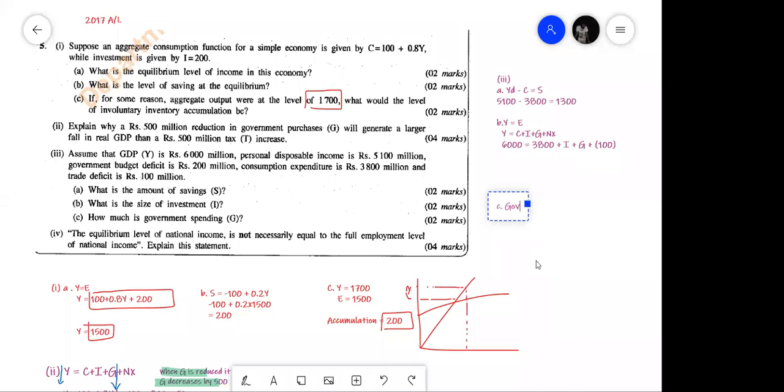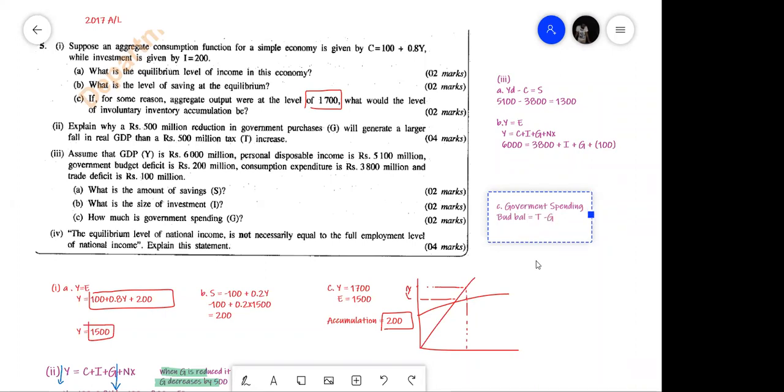Previous question we found that the taxes. How do you find government spending? Exactly, from your budget deficit. So government spending is equal to your budget balance, which is equal to T minus G, right?